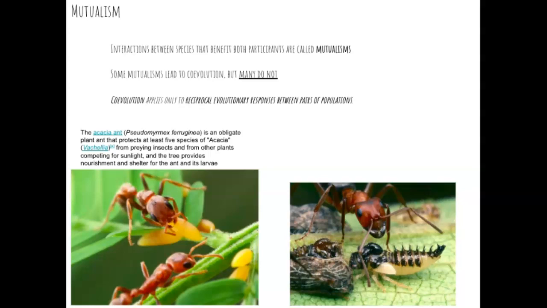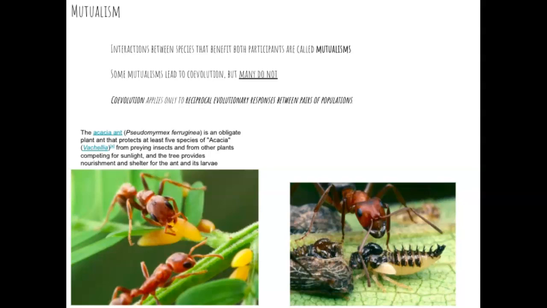So the ants will go inside of those thorns, and that's a protected place for them to have their babies. So they've had this coevolution between the acacia plants and the acacia ants, where they are now in a mutualistic relationship that allows both of them to benefit.